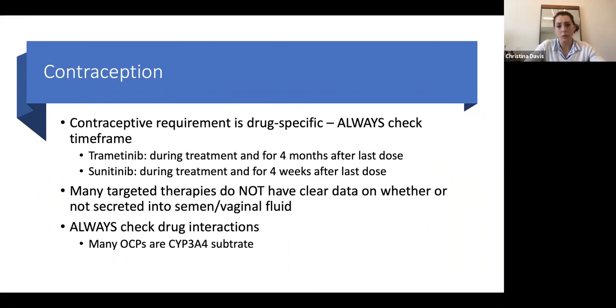So many oral contraceptives are substrates of CYP3A4. So check if the oral chemotherapy that they're going on can potentially make that birth control less effective.